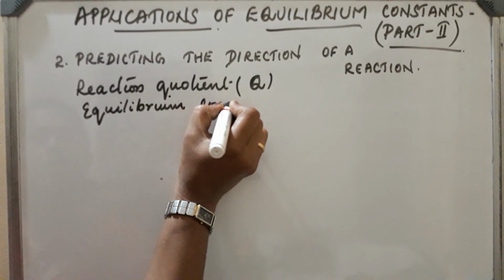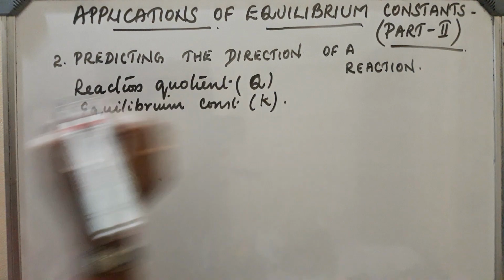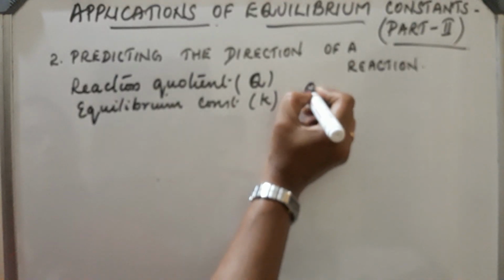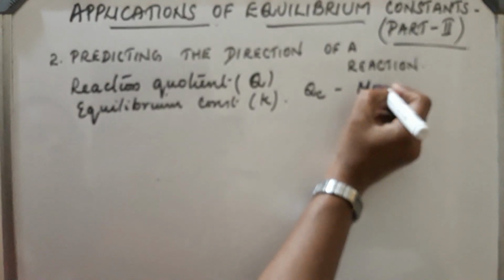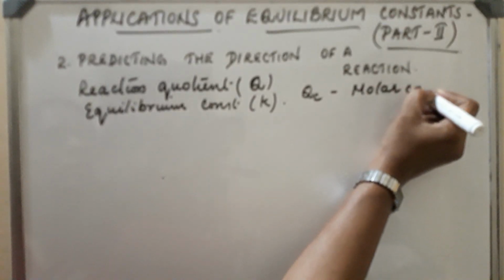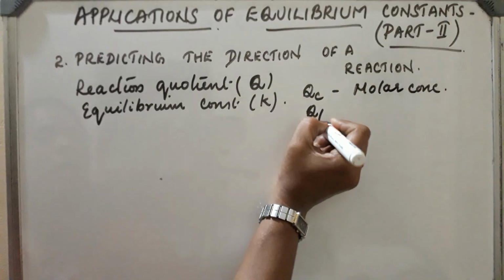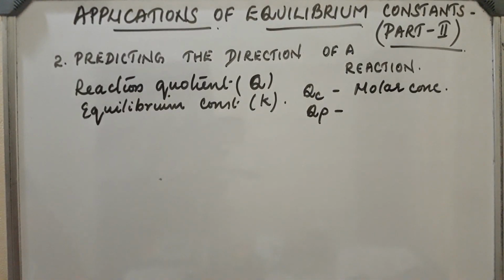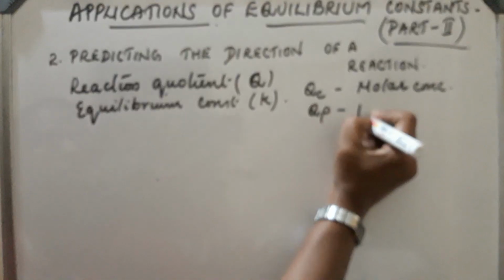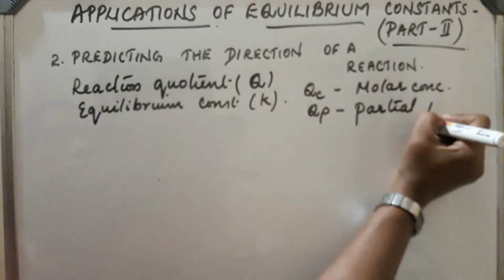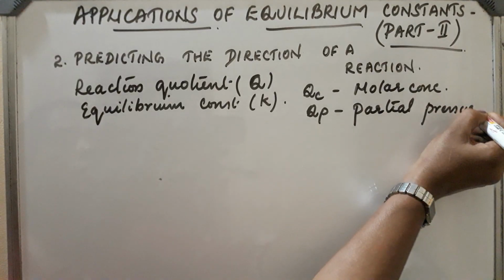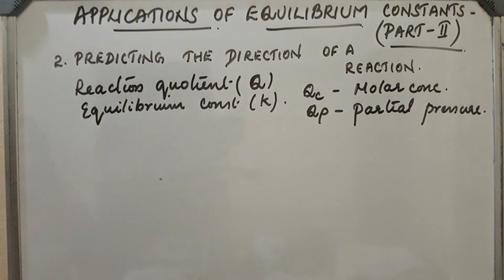Equilibrium constant K. So, QC is the reaction quotient with molar concentration, and QP is the reaction quotient with partial pressure. So, first we have to find QP or QC. How can we find QC?